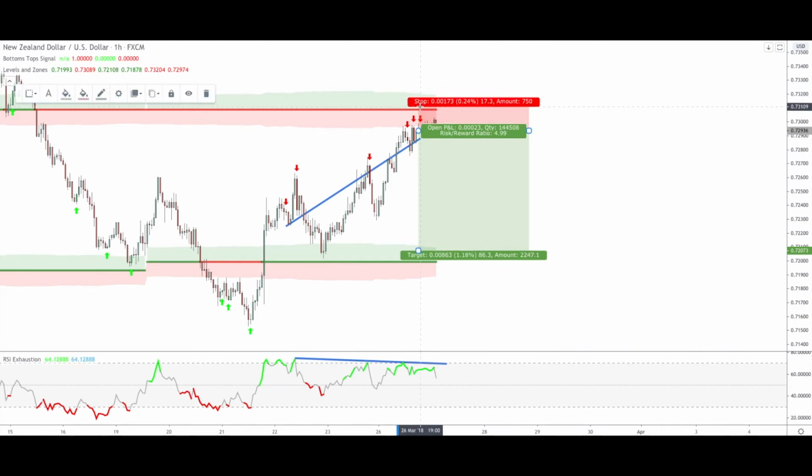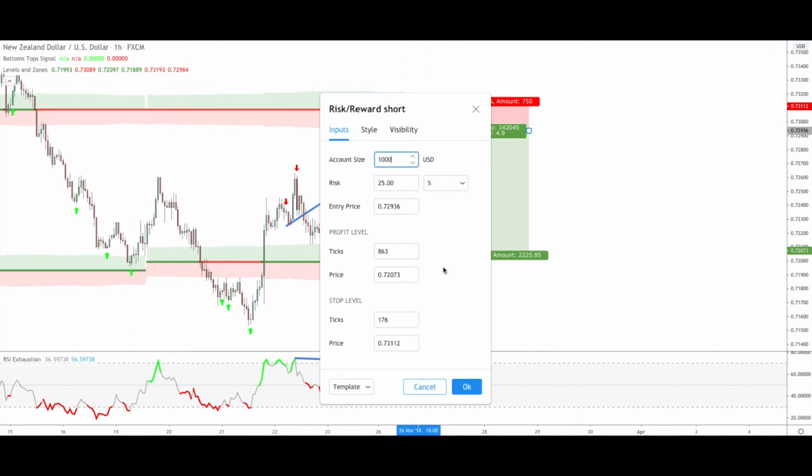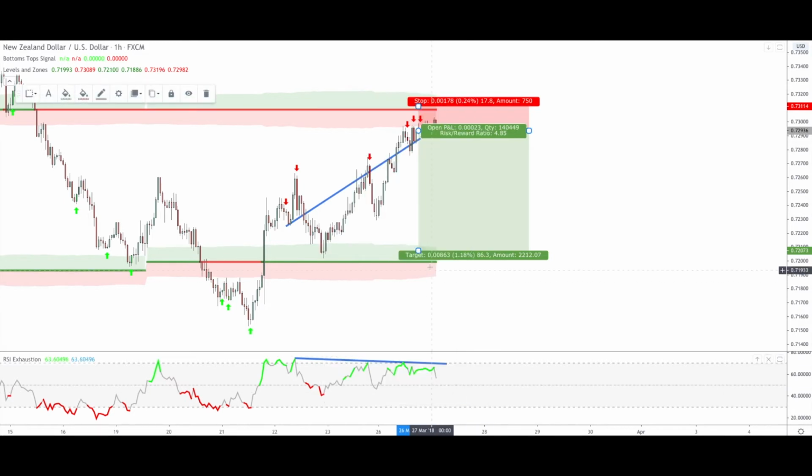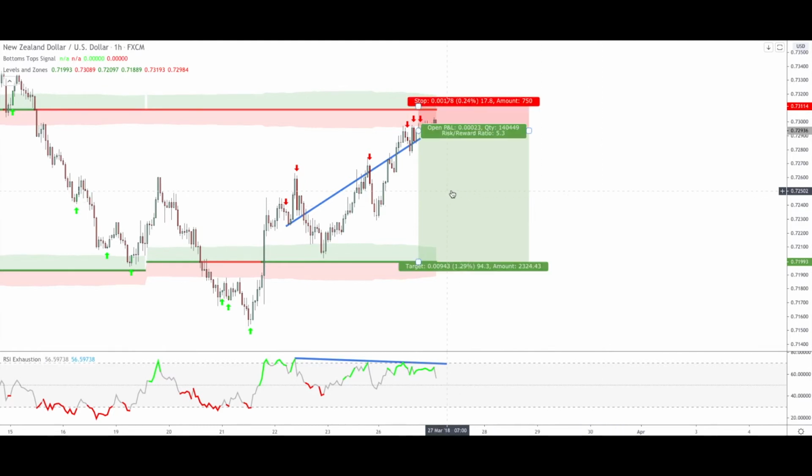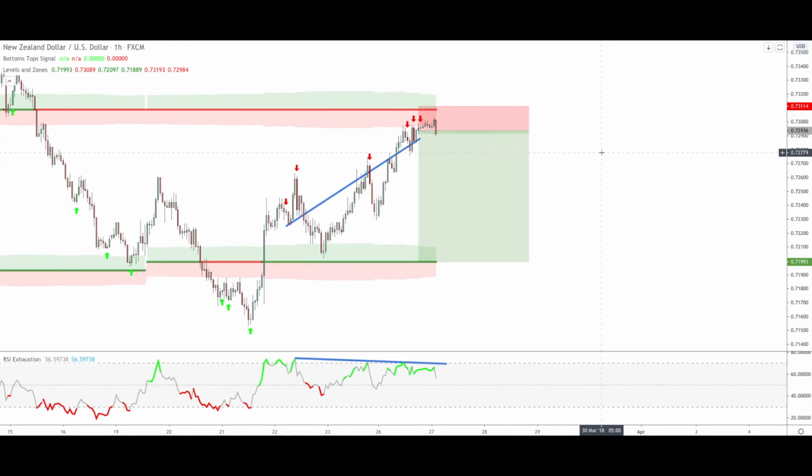The stop loss is of course the same as before. Let me change it for you so that it's okay. And then the target is down at the support level here. So this is the trade, which of course has an even better risk reward.